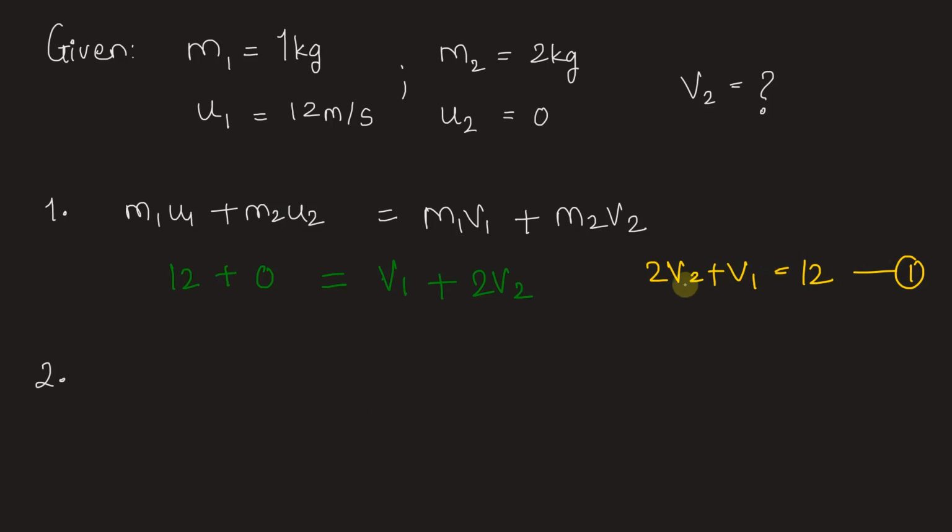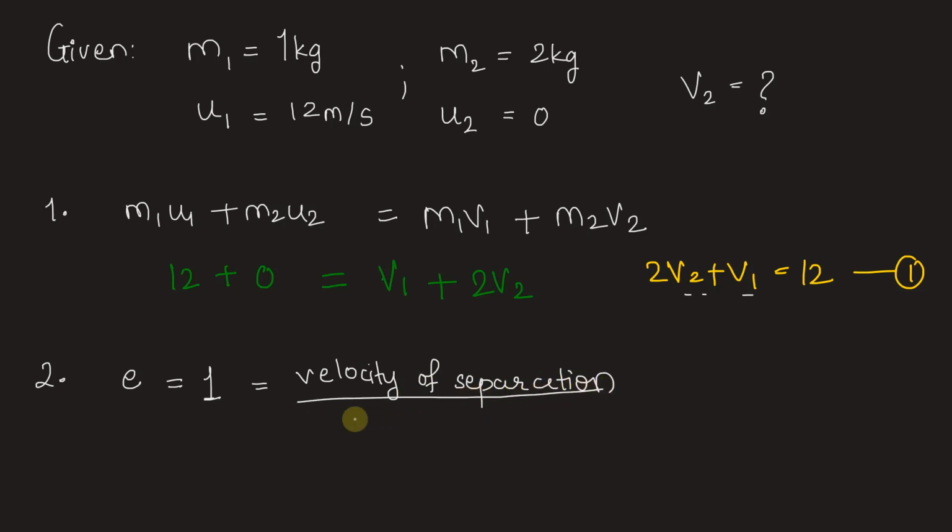Now we will need one more equation to solve the two unknowns here. Second equation that we can fetch is from coefficient of restitution, e. Coefficient of restitution, e, for a perfectly elastic collision is 1. And by definition, it is given as velocity of separation, that is relative velocity after the collision, divided by velocity of approach, that is relative velocity between the balls before the collision.